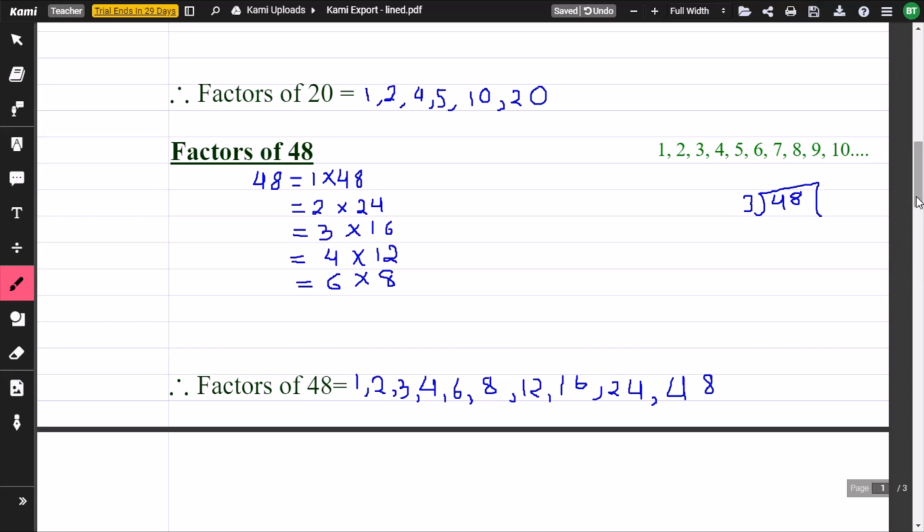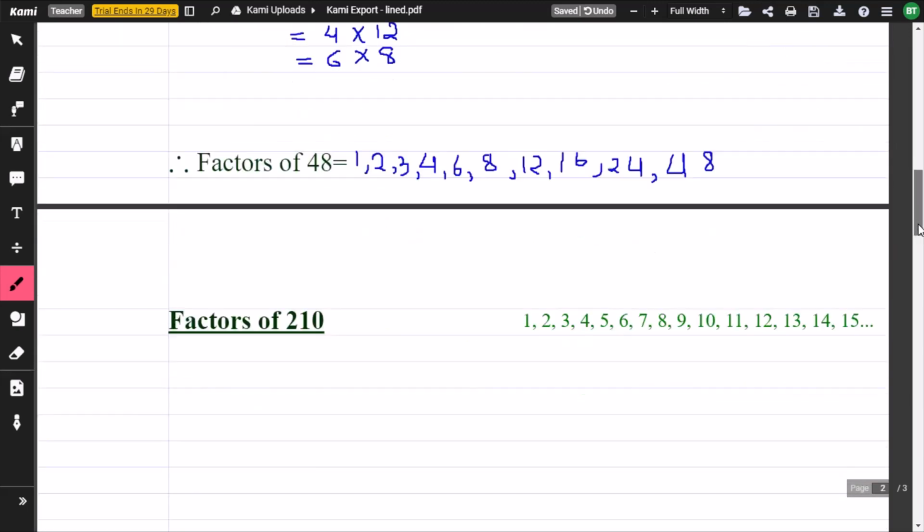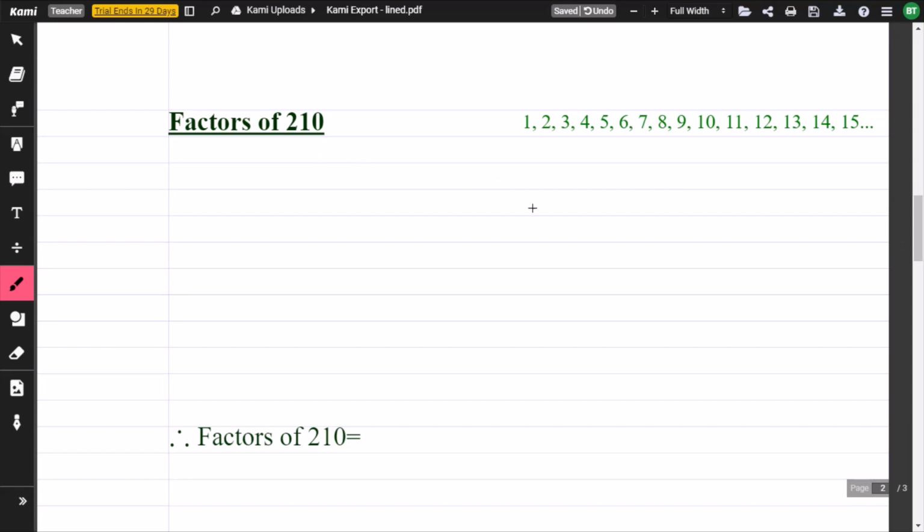Now let's try to find the factors of the 3-digit number 210. So we will choose from each of these numbers to try to say what two numbers' product gives 210. We'll start, as usual, with 1. So 210 is 1 times 210 gives 210. Now move to the next number.